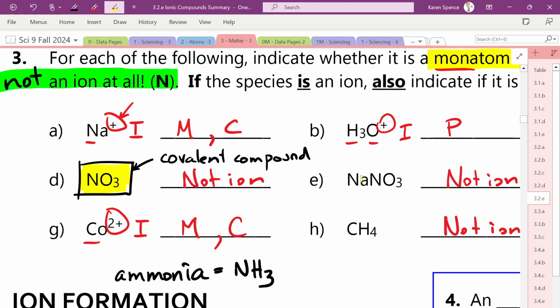Now I've got this here. Is this an element? NaNO3. Is that an element? If it's not an element, it must be a compound. Is that an ionic compound or a covalent compound?